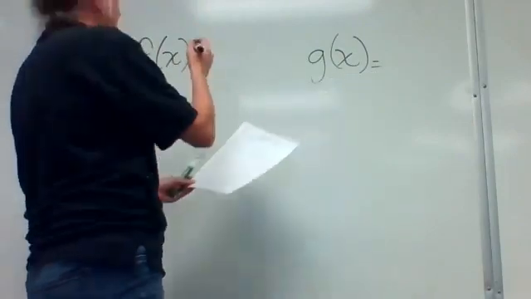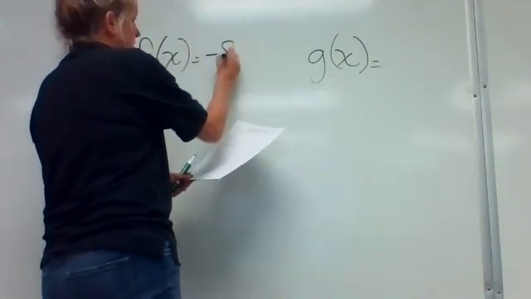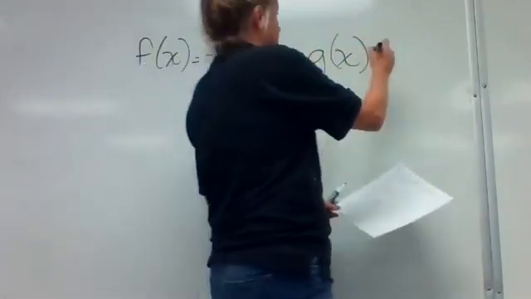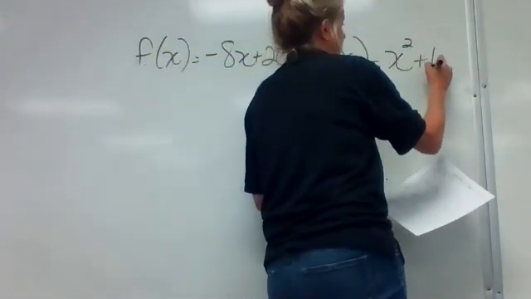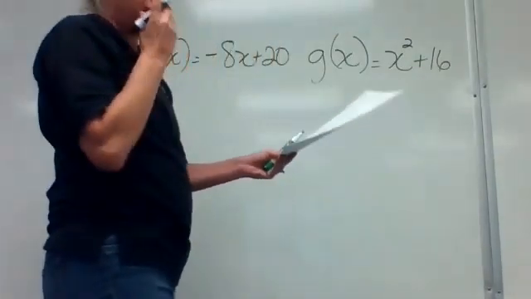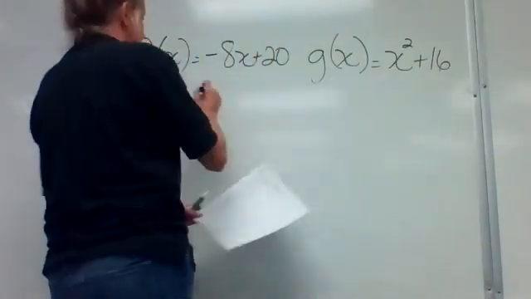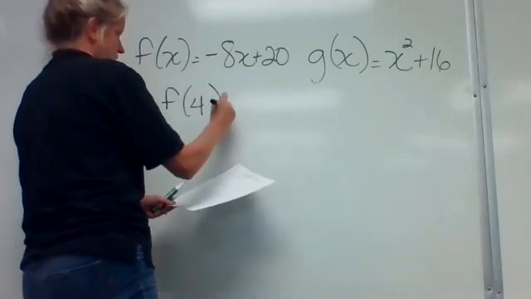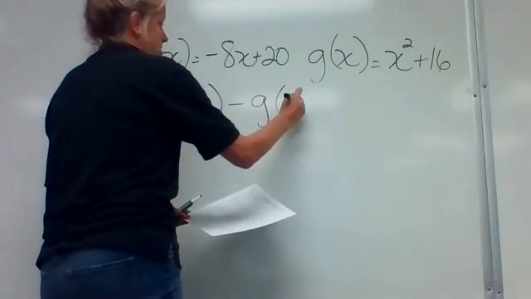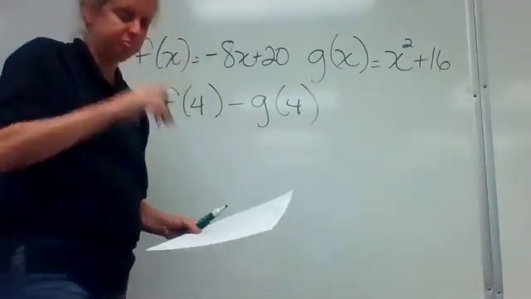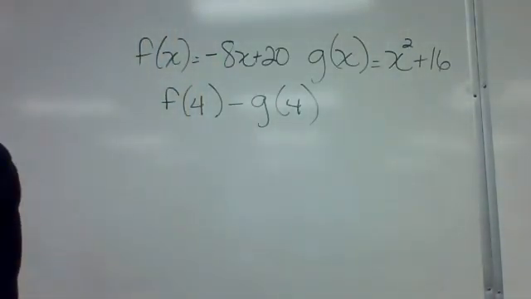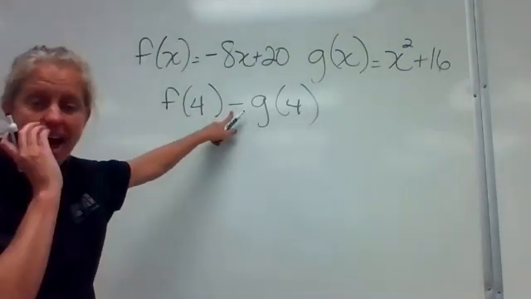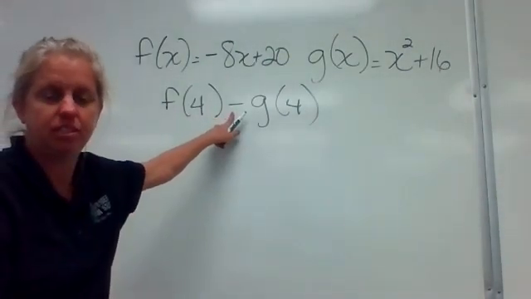F of x is negative 8x plus 20. G of x is x squared plus 16. It wants me to find f of 4 minus g of 4. So I'm going to do the same thing. I'm just going to subtract my answers at the end instead of add them like I did on the last one.